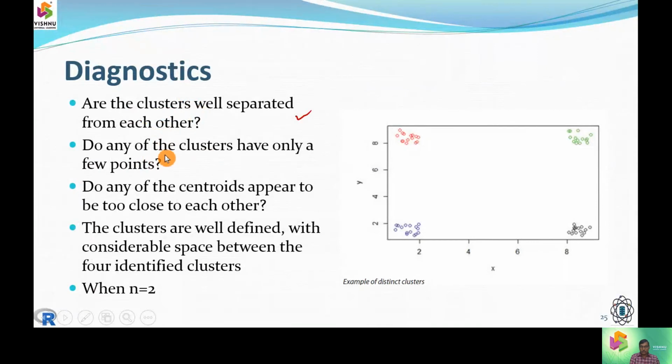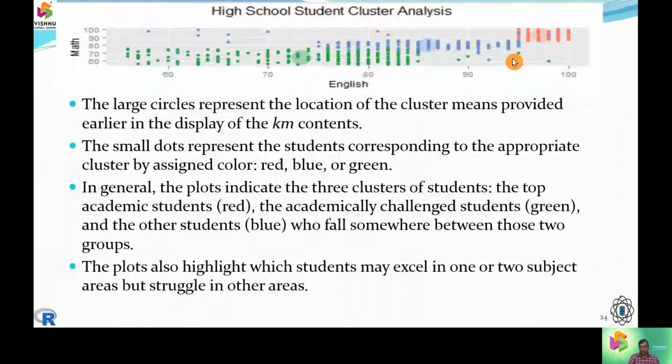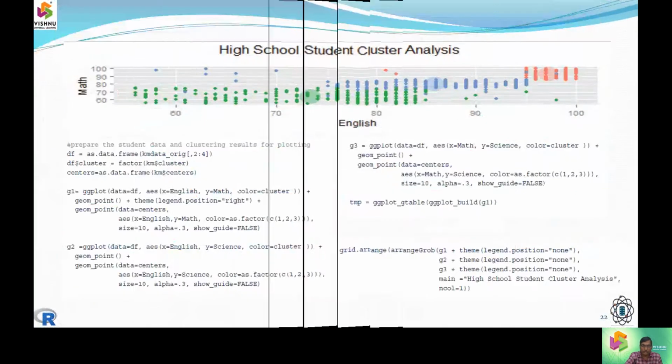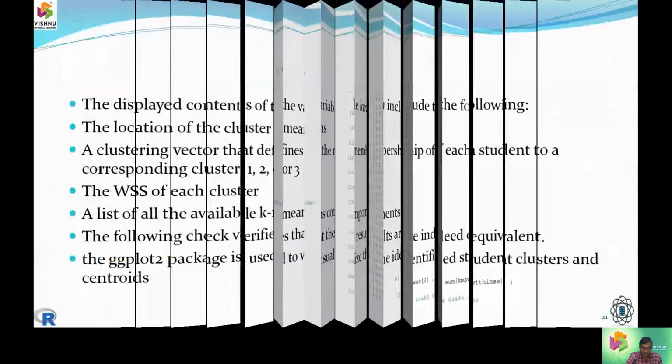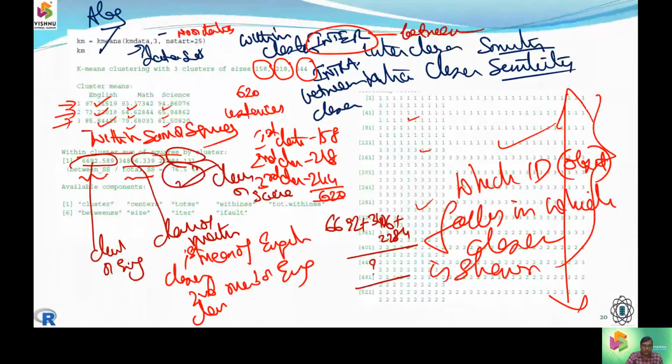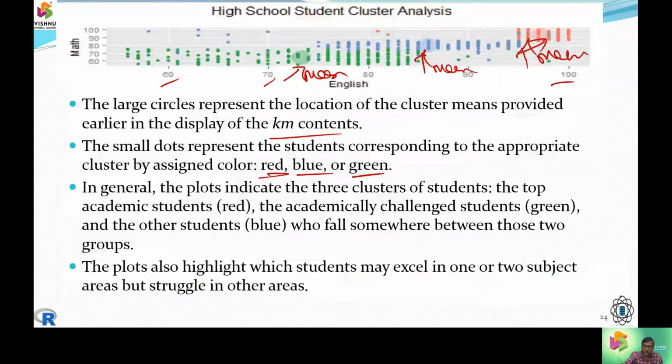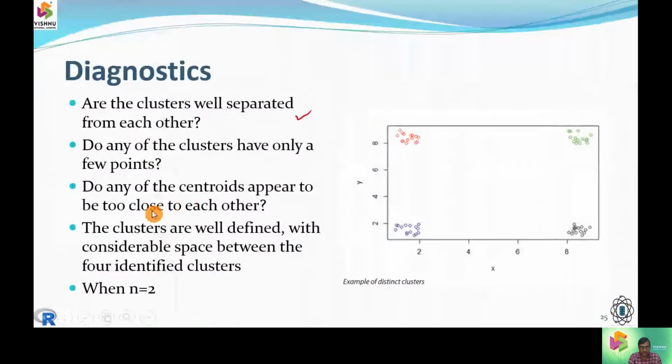Second one, do any of the clusters have only a few points? It is not that few points, it is almost evenly distributed. Why am I saying evenly distributed? The reason is, we now move to the values. I have 620 values, which I can split as 158, 218, 244. So almost the values are evenly distributed.